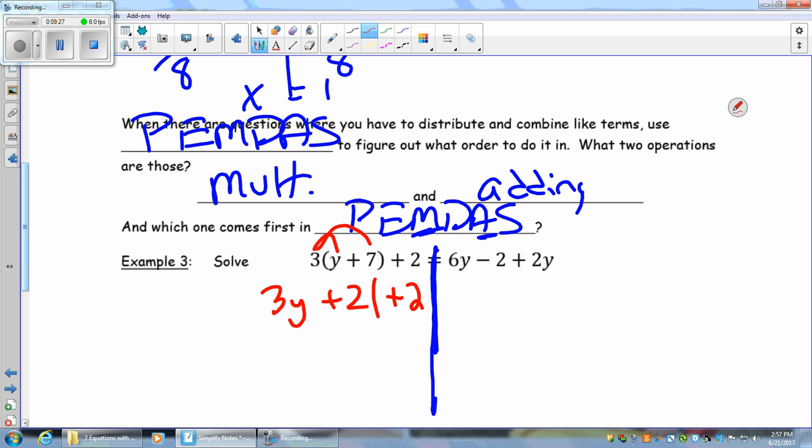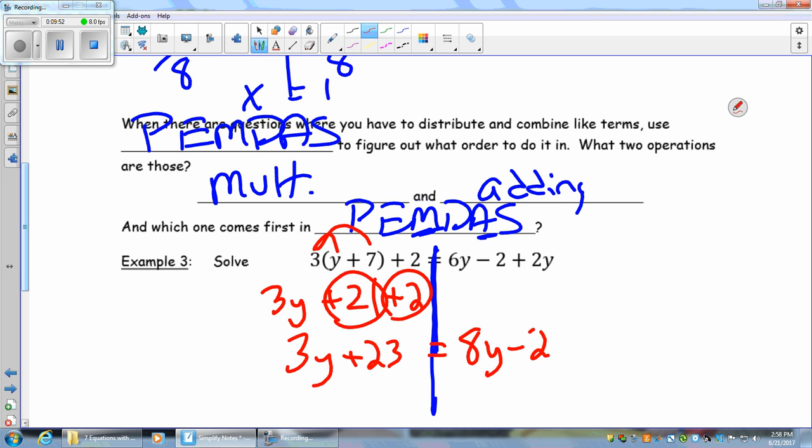Almost messed it up. And now, here's a big thing that people mess up. They don't continue. They're like, okay, I'm done. No, you still can combine some things here. You can go 21 plus 2 to get 23 is equal to, and then can I do any simplifying on the right side? Yeah, it's a 6y and a 2y, and when I put those together, I end up getting 8y minus 2.